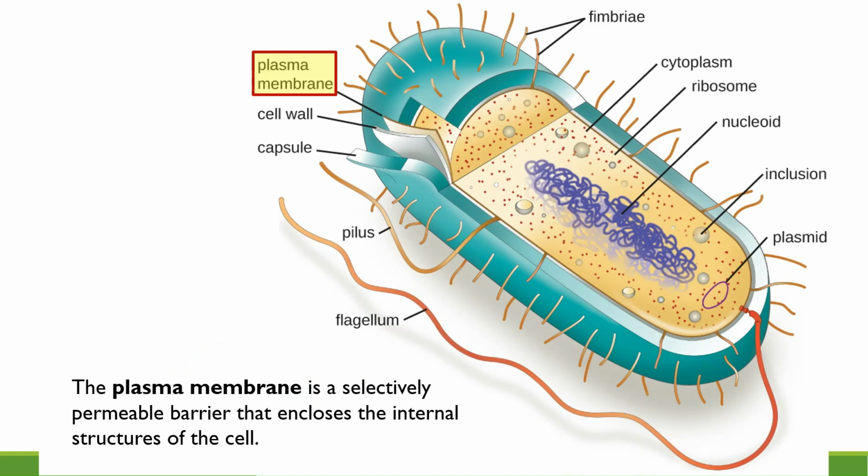We've already basically discussed the plasma membrane. The plasma membrane is the membrane that houses the cytoplasm and all of the cell's inner contents. It's a selectively permeable membrane that encloses the internal structures of the cell. So essentially, the plasma membrane acts as the gatekeeper that decides what sort of nutrients or chemicals or products go into the cell or out of the cell, and what sort of toxins or other things are allowed to cross the membrane.